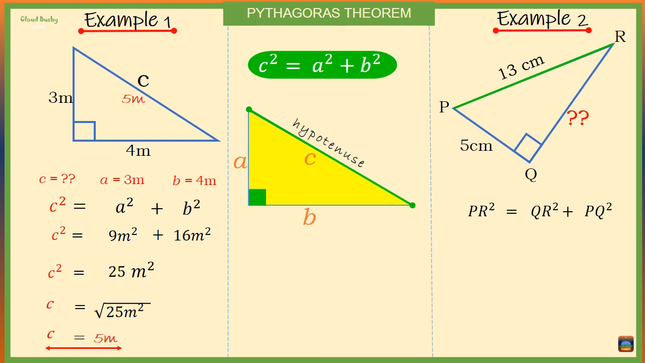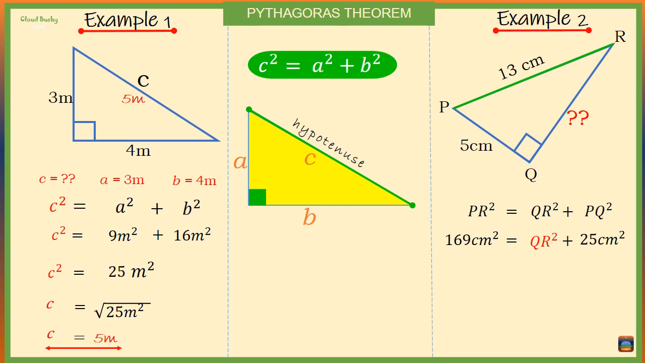Substituting into this, we have 13 centimeters squared is equal to QR squared plus 5 centimeters squared. 13 centimeters squared is 169 square centimeters. 5 centimeters squared is 25 square centimeters. So we have 169 square centimeters is equal to QR squared plus 25 square centimeters.